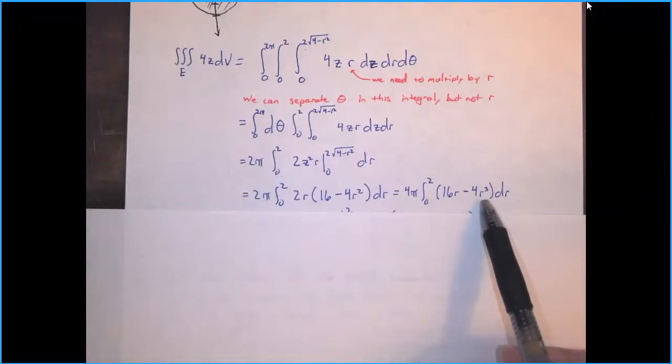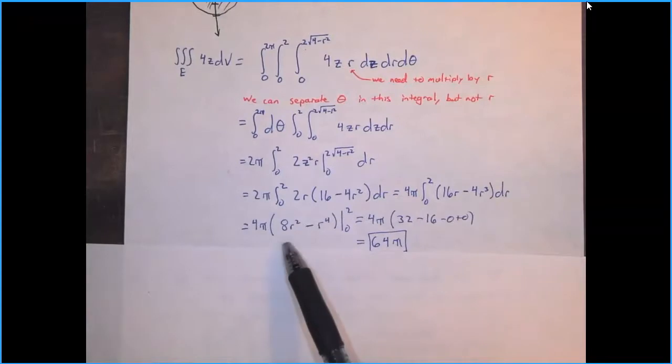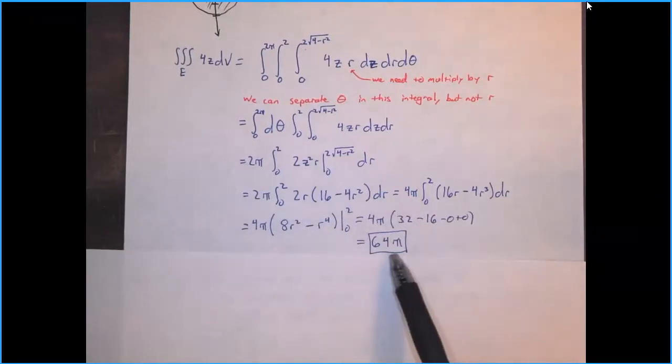Because when I integrate, this is going to become r to the 4th. I have to divide by 4, and then that 4 is just going to cancel out. And I get 8r squared minus r to the 4th. I plug in my bounds and end up getting 64 pi as my answer.